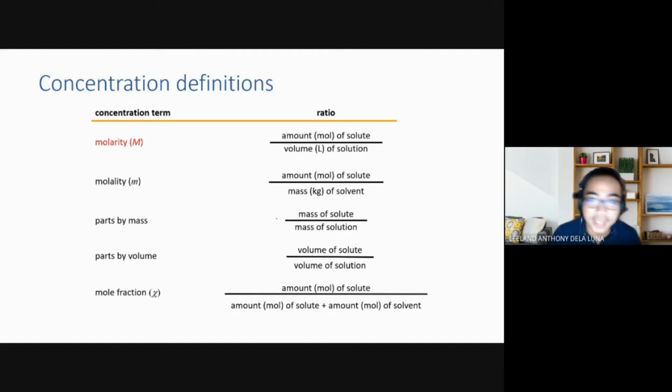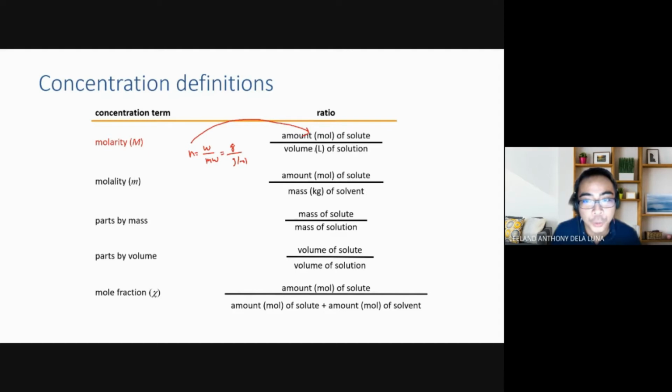For example, molarity is just the moles of your solute. If you still remember, class, moles is equal to weight over molecular weight, or molar mass. Usually this is gram per mole. So that's our molar mass. That's for moles.